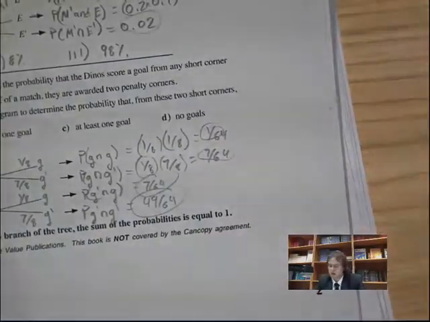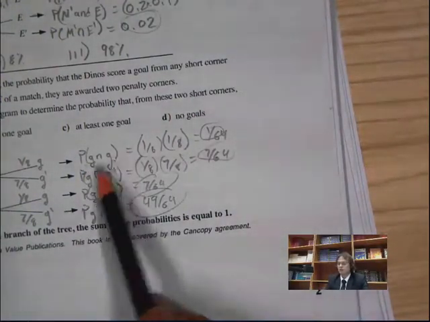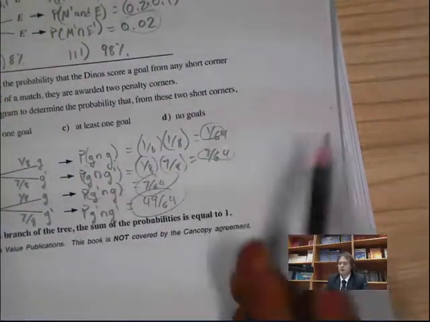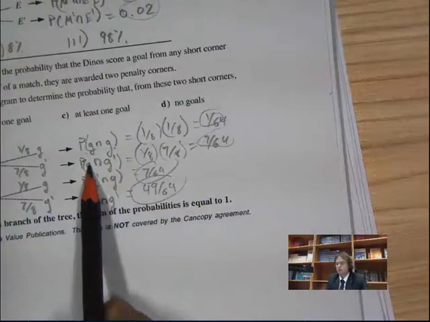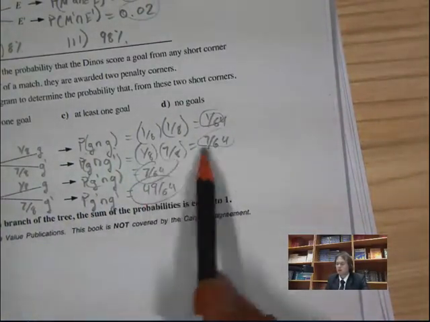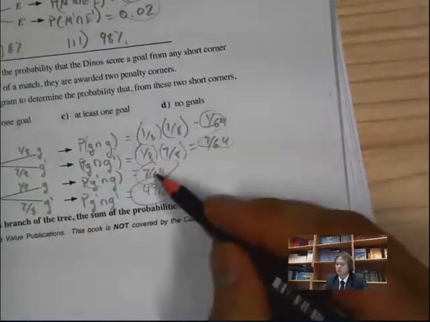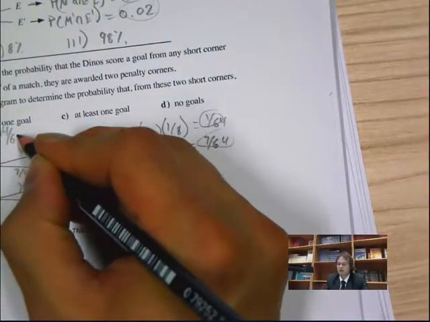So the next part says 2 goals. What is the probability of 2 goals? That is this one right here. This is the only one where they both score, and that is 1 in 64. Next one says 1 goal. Well, here's one with 1 goal, and here's one with 1 goal. That's 7 in 64 and 7 in 64. So I have to add these together. It's going to give me 14 out of 64.